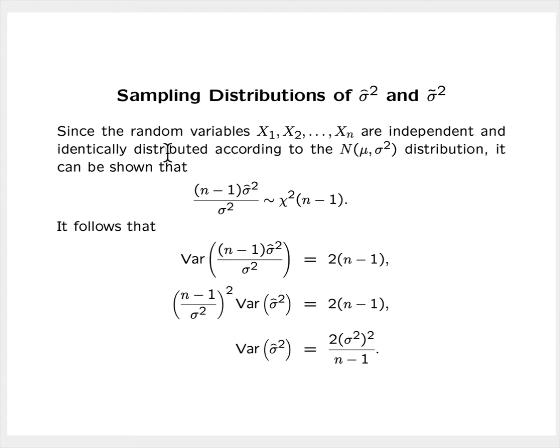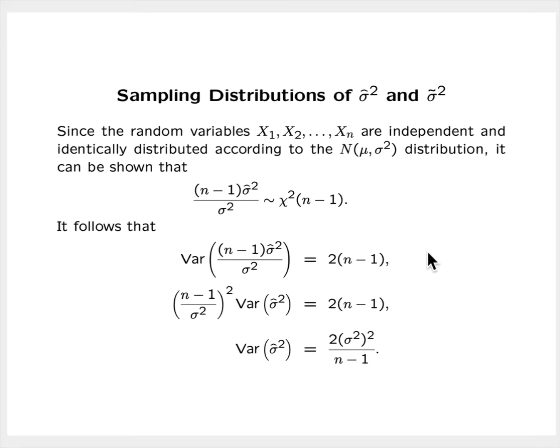So we're going to assume here that we're sampling from a normal distribution with mean mu and variance sigma squared. So the random variables x1 through xn are independent and identically distributed according to this normal distribution. Now, under that assumption, as we talked about when we were talking about the chi-square distribution, it can be shown that if we take sigma hat squared, multiply by n minus 1 and divide by sigma squared, we get a random variable that has a chi-square distribution with n minus 1 degrees of freedom.